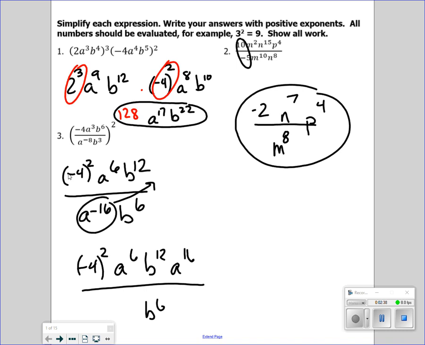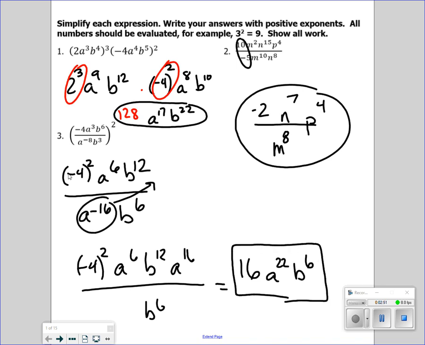So (-4) to the second power is +16. b to the 12th, b to the 6th makes b to the 6th on top. And a to the 6th and a to the 16th are both already on top. So I'm going to add the exponents.